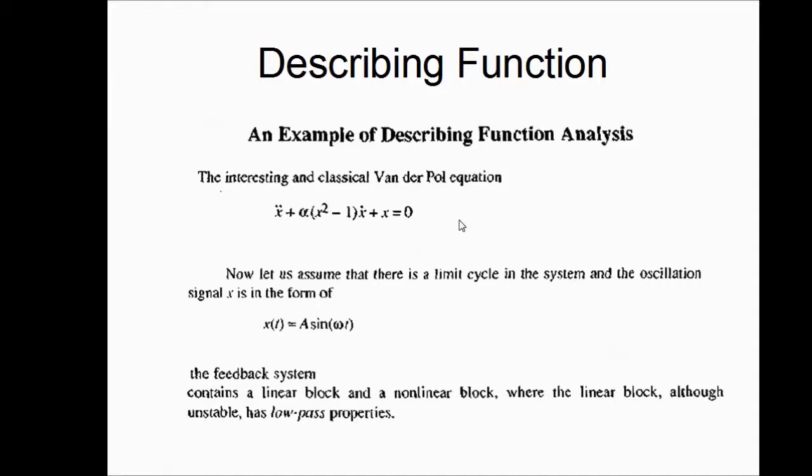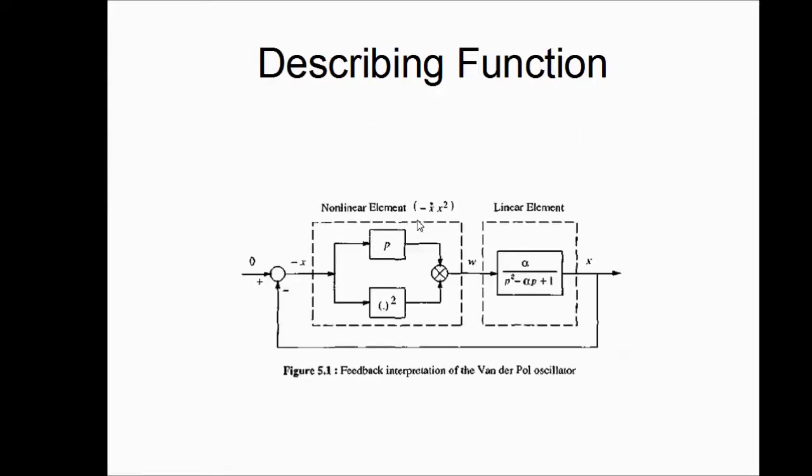So with this idea, we construct this block diagram. So x dot x squared with a negative sign is the nonlinear part. That's giving an input to the linear part. And what comes out of the combination of nonlinear and linear is x. And this is the block diagram for the system. So we have assumed that this linear block is having low pass properties, even though it is unstable.